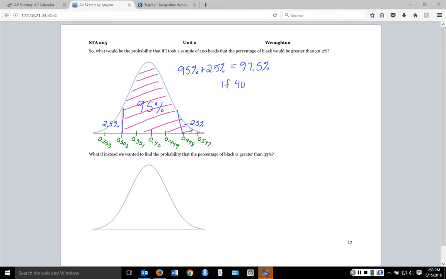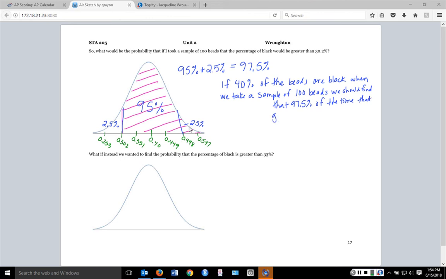So if 40% of the beads are black, when we take a sample of 100 beads, we should find that 97.5% of the time that greater than 30.2% of them are black.